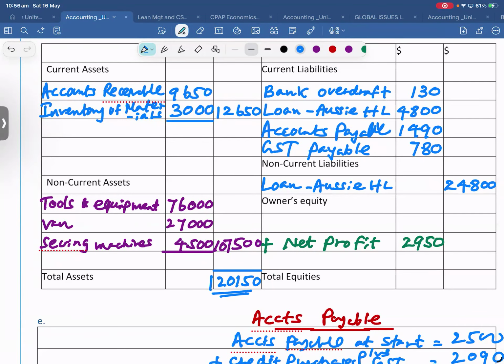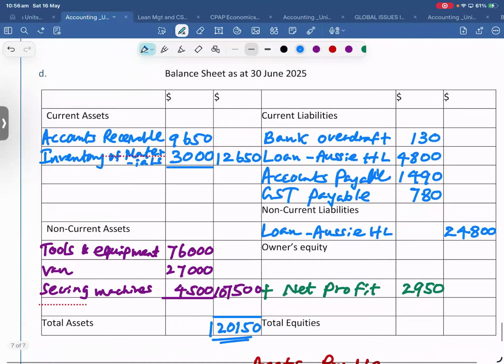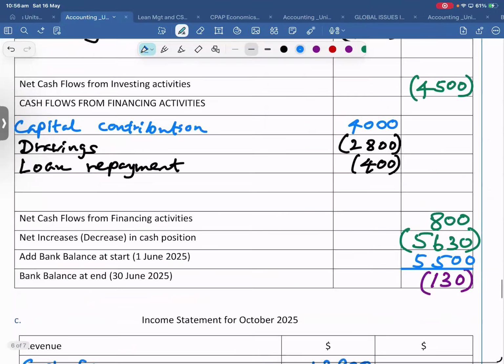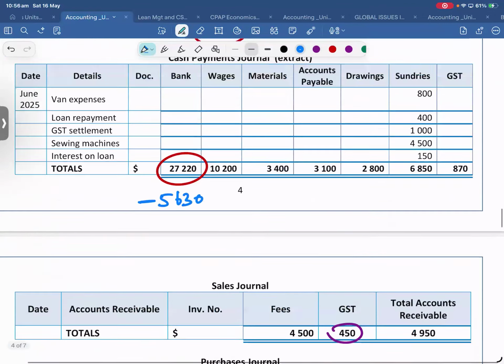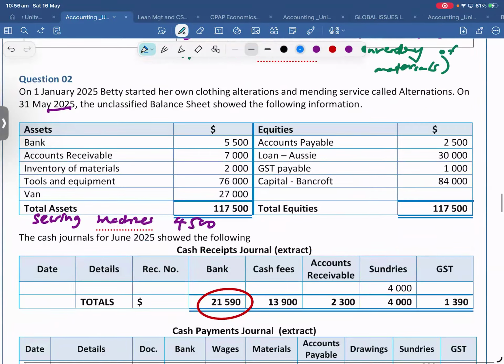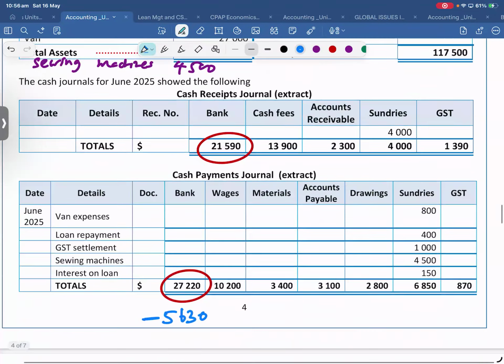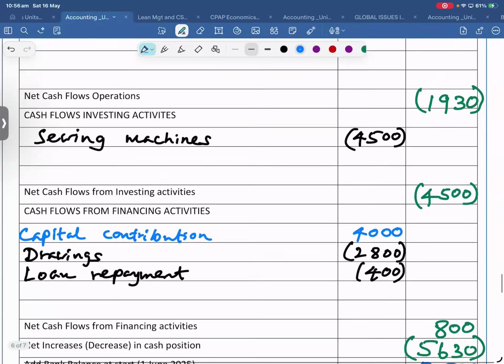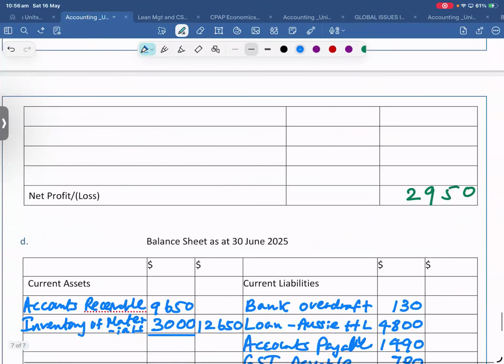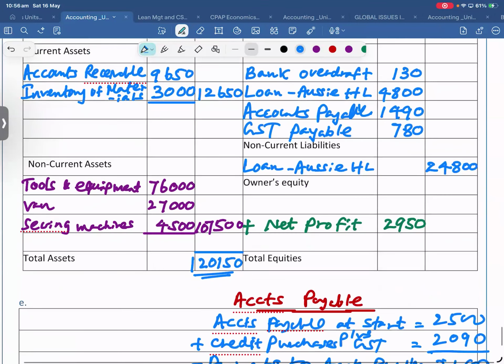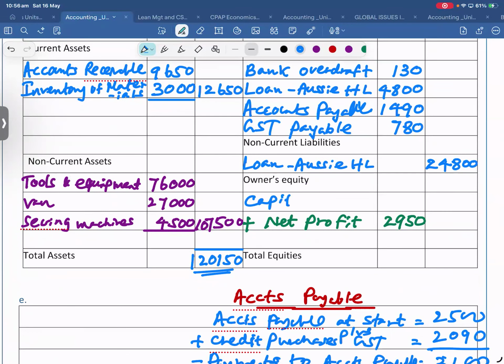Right? The next one. Now we are not done with the liabilities section in the balance sheet. Let's start. Accounts payable, is it done? Loan done. GST? Yes. Capital? No. Capital is 84,000. So I'm writing it here. Capital 84,000.